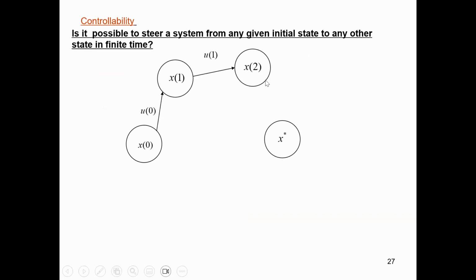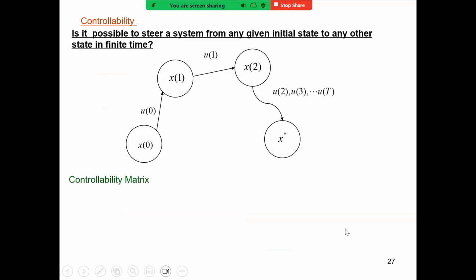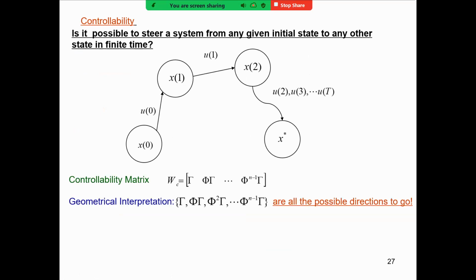Right? You apply input, it will move, but it can go to the destination. Then from that one, we compute the controllability matrix. We say you can do it in finite time, right? It depends upon the order of the system. If the order is n, you can do it in n steps, right? If you cannot do it in n steps, then it's hopeless.